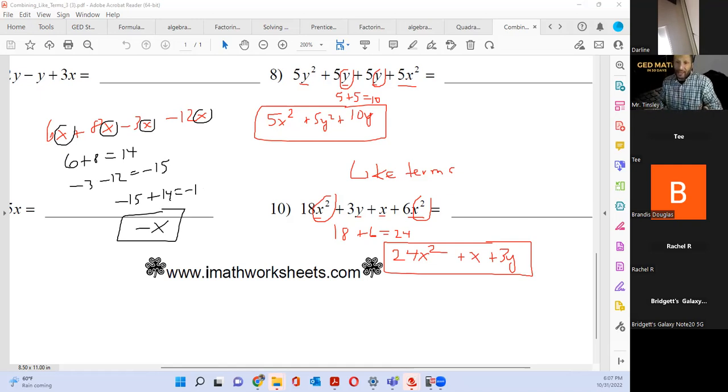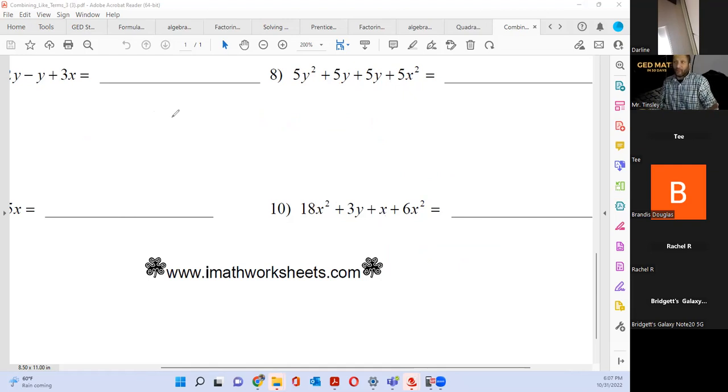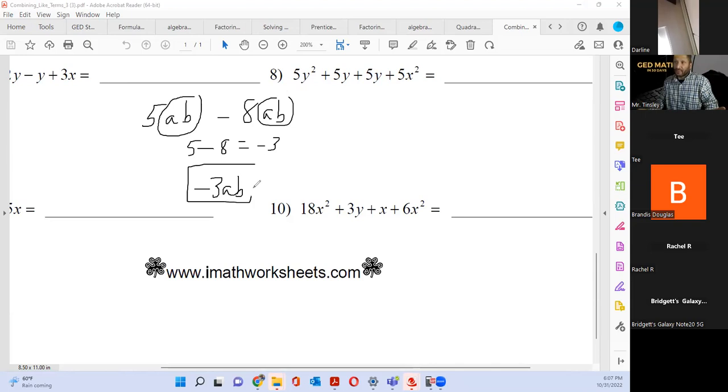Another thing that people get confused about is that it doesn't have to be one variable. For example, 5ab minus 8ab. Again, the variable is ab. That means they are like terms. So 5 minus 8 is minus 3. Your end result will be minus 3ab. Got me? Yeah, I got it.